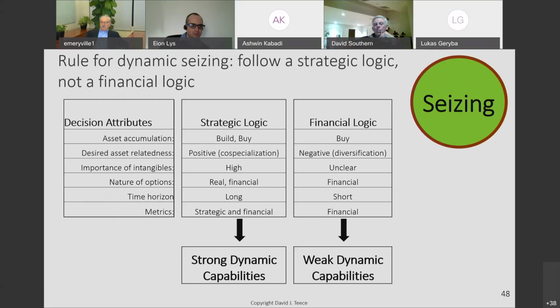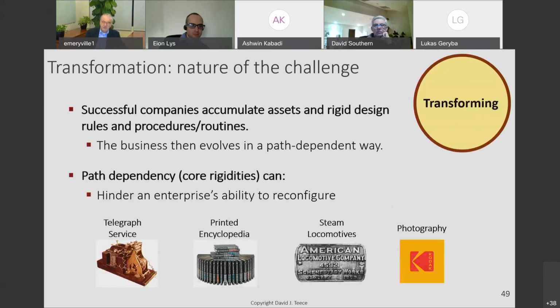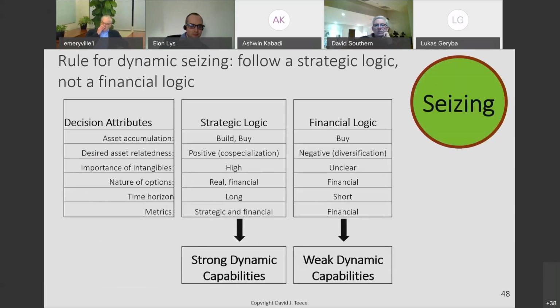And a company that follows financial logic first, I would say, is a company with weak dynamic capabilities. A company that follows the strategic logic first is more likely to have strong dynamic capabilities. So let me stop. That's through the seizing bucket. So let's pause, Ian, and let's see if we've got some questions before moving on to talk about the third bucket, which is transforming.